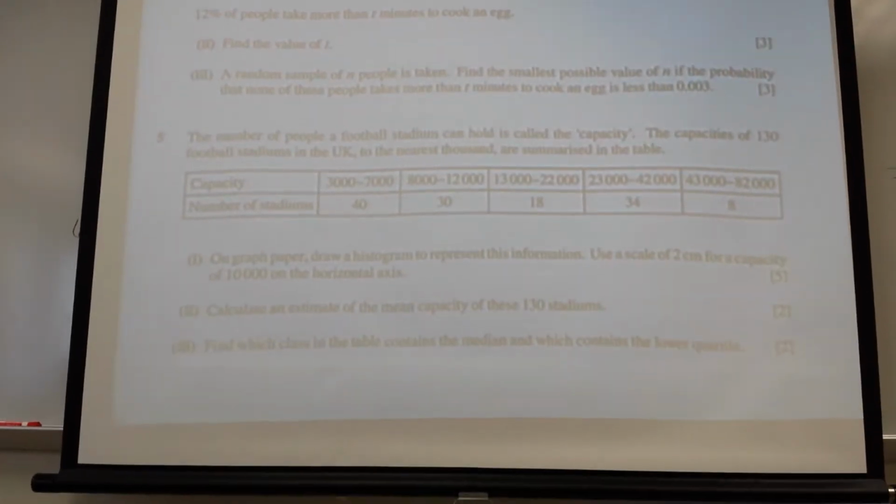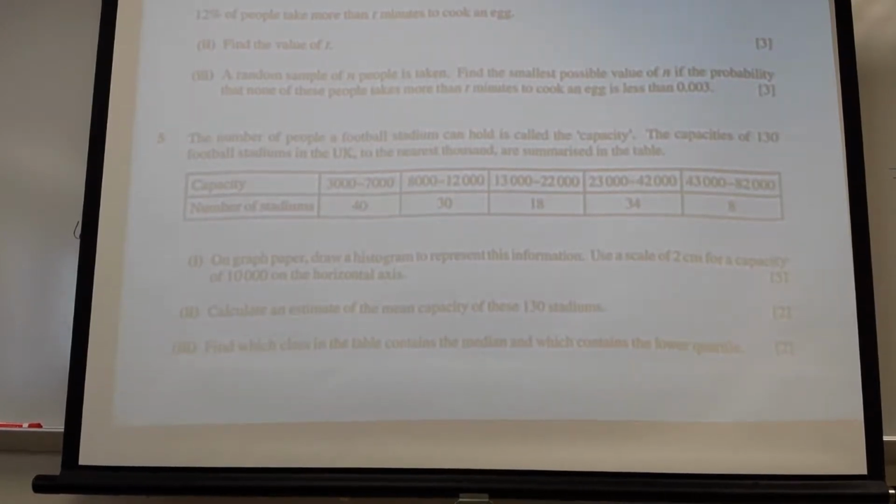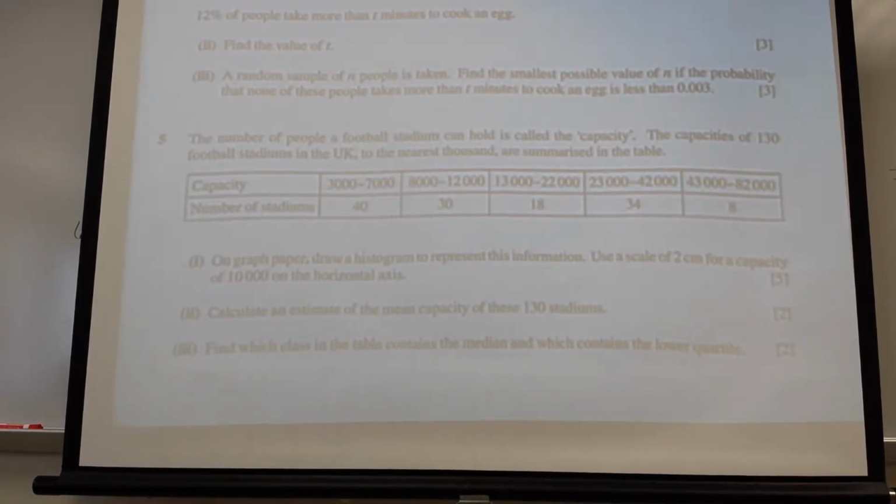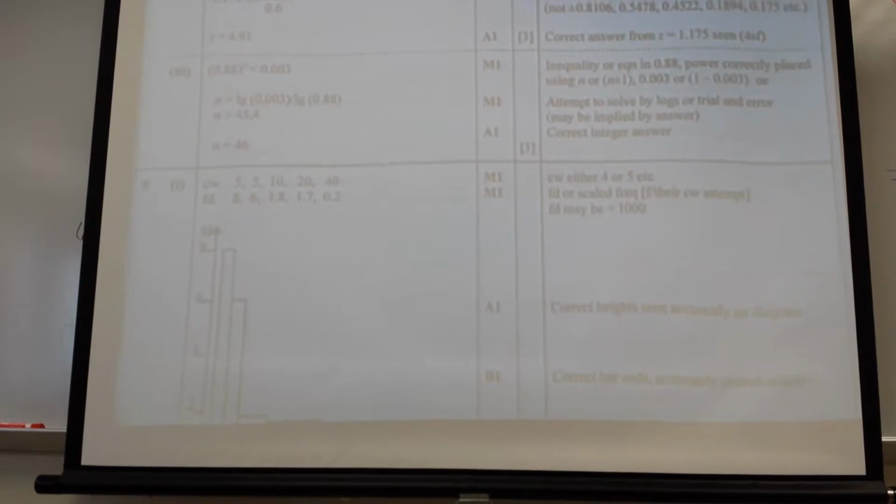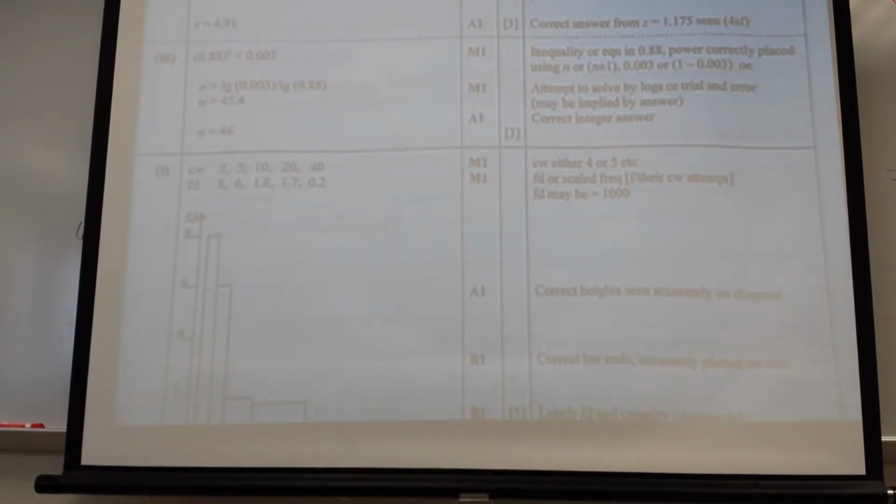A sample of n people is taken. Find the smallest value of n if the probability that none of these people take more than 2 minutes to cook an egg is less than 0.0003. So why would they use 0.88? Because you can't go that way. It's 0.88 to the n, or to the nth power, and it's less than 0.0003.